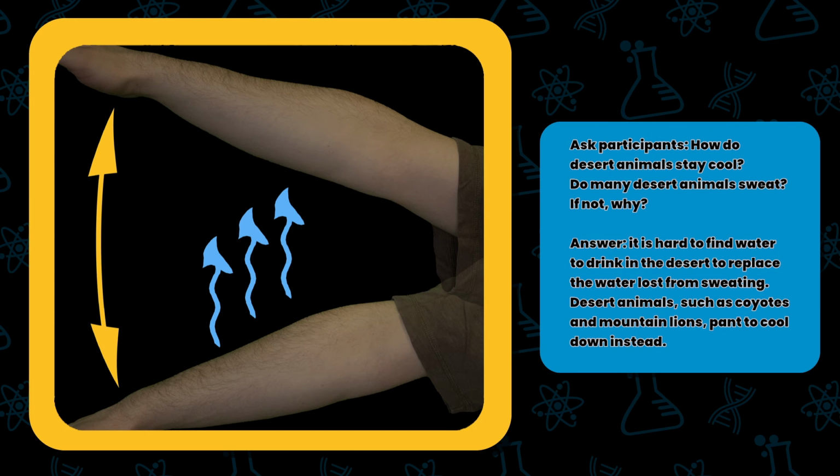Ask participants in this demonstration, how do desert animals stay cool? Do many desert animals sweat? If not, why? The answer is, it is hard to find water to drink in the desert to replace the water lost from sweating. Many desert animals, such as coyotes and mountain lions, pant to stay cool instead.